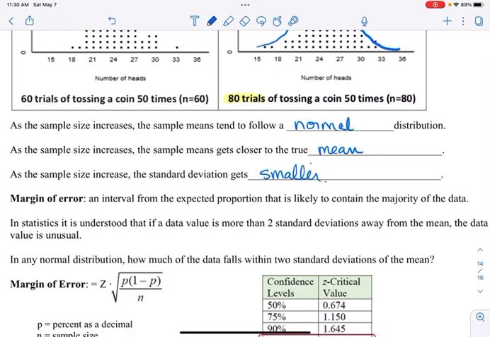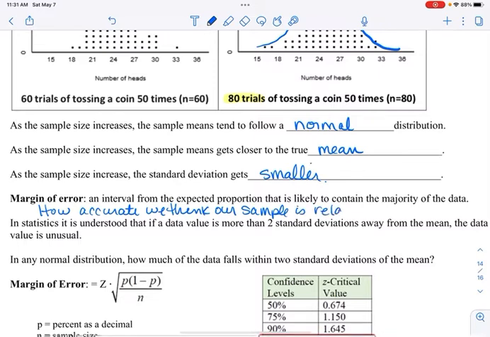Now, the margin of error is an interval from the expected proportion that is likely to contain the majority of the data. It's basically how accurate we think our sample is relative to the population.